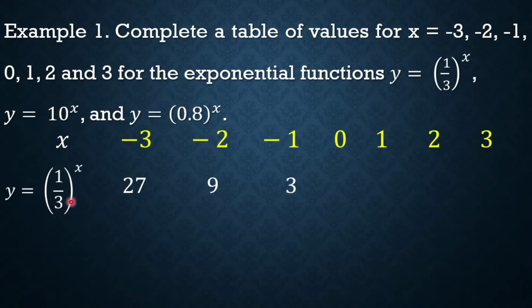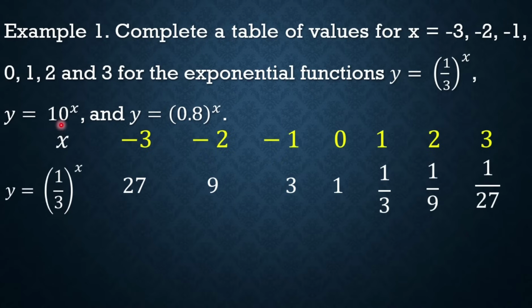Next, 1/3 raised to 0, that is 1. So any number raised to 0, the answer is 1. 1/3 raised to 1, that is 1/3. 1/3 raised to 2, that is 1/9. Because 1 times 1, that is 1, and 3 times 3, that is 9. And 1/3 raised to 3, that is 1 over 27.